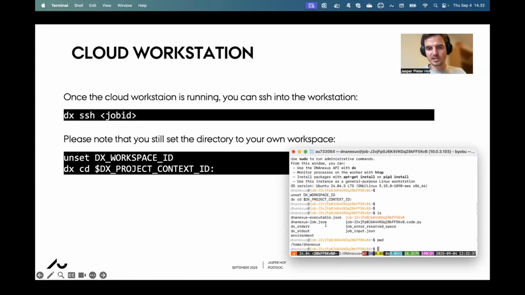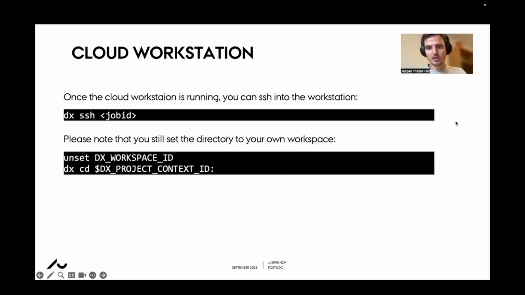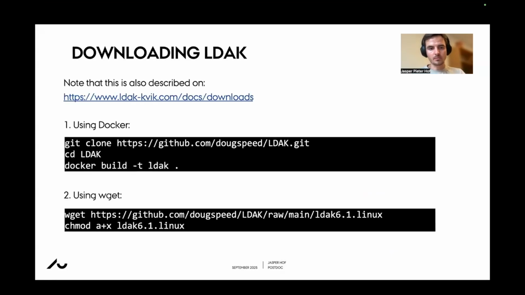You can see there's already some files in here, and I think it's safe to ignore these for now. So, okay, we've set up our connection using the cloud workstation with the UKB RAP. And our next step would be to download LDAK into this environment. There's many ways to do this. For example, we could use Docker or we could use wget.